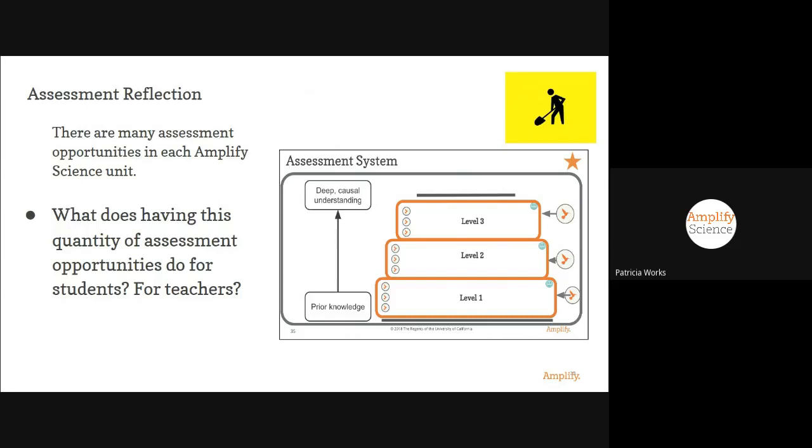There's not just one opportunity for students to show understanding and for teachers to respond, because the assessments are situated within a build of ideas. This gives multiple opportunities for students to show progress and for teachers to adjust instruction based on assessment data.